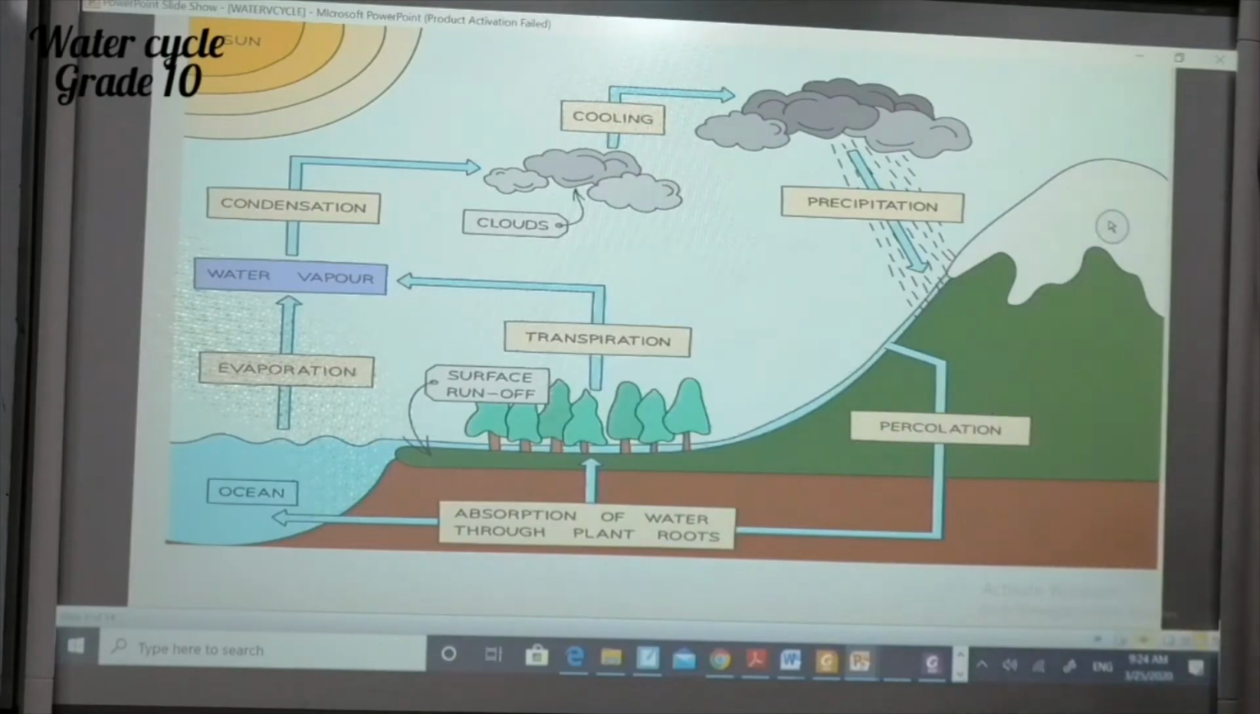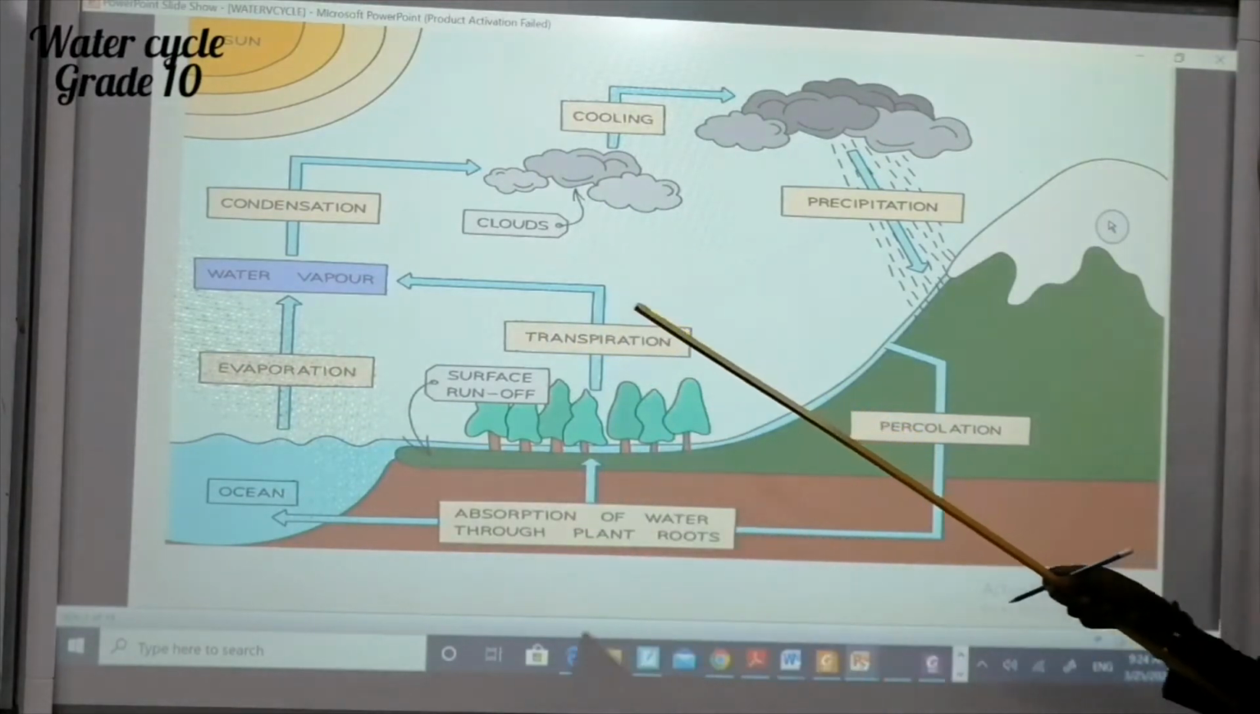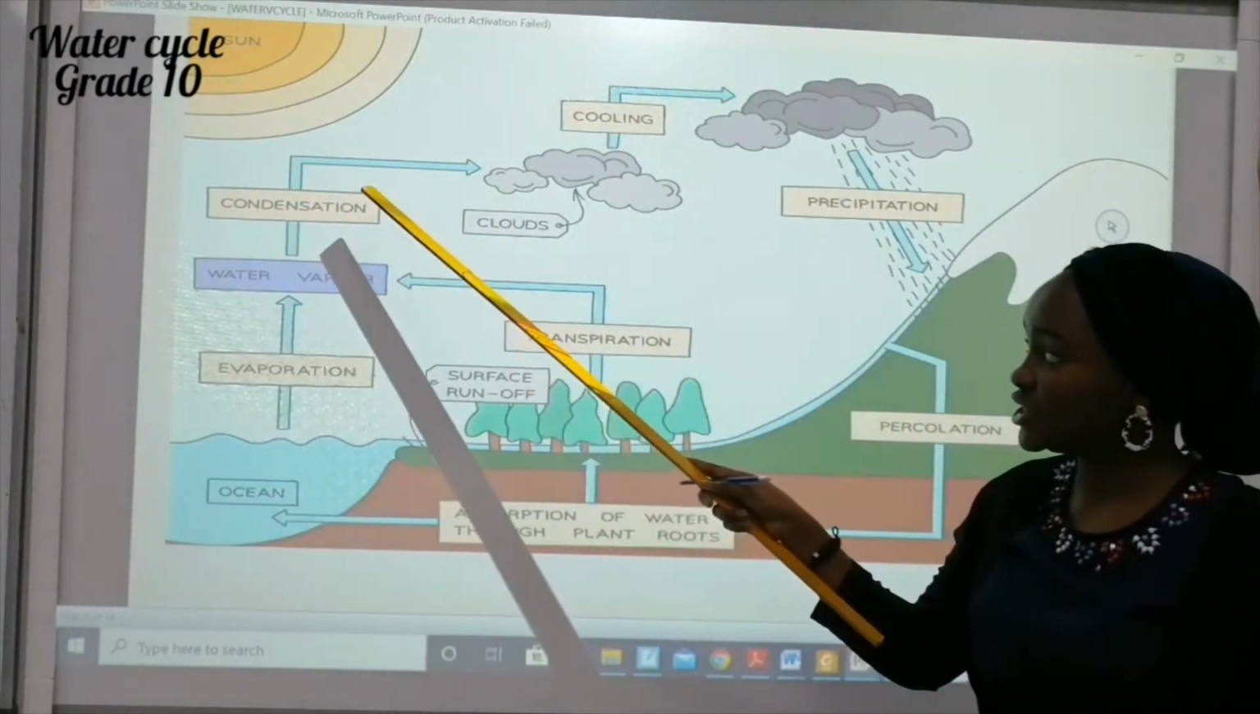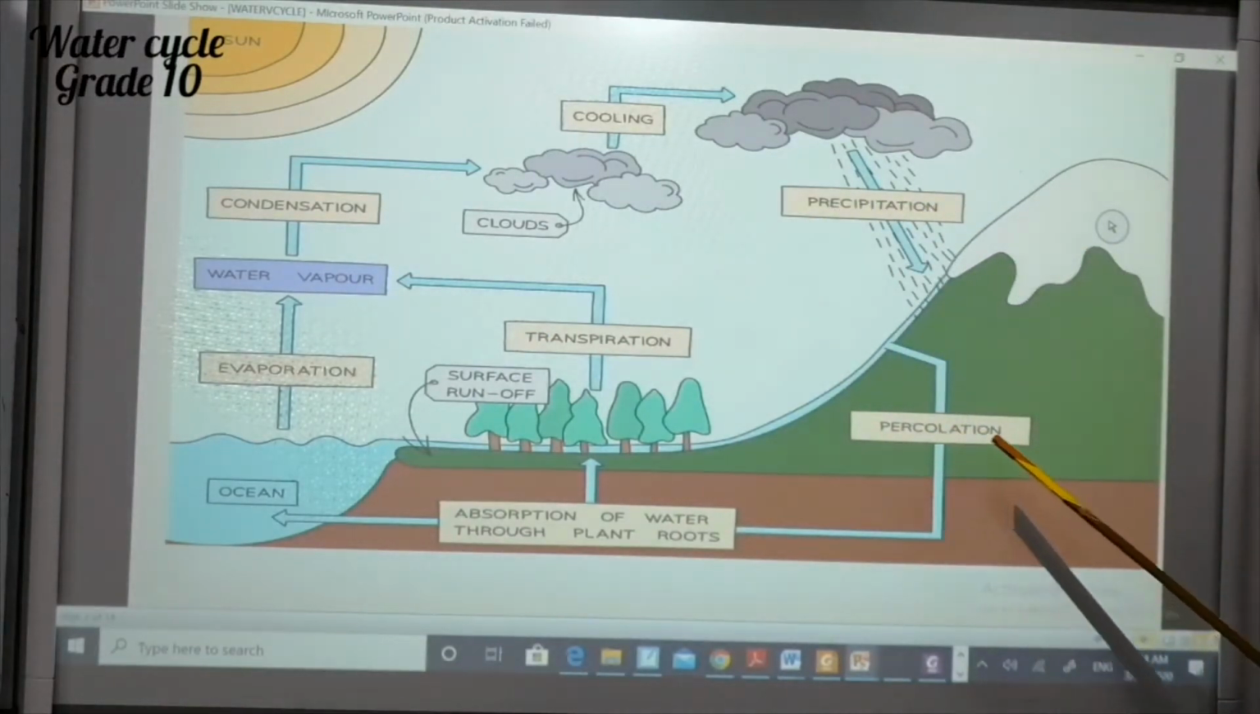There are a few words that we need to note in this diagram: evaporation, transpiration, condensation, precipitation, and percolation. So these are the main words that we need to note in this cycle.